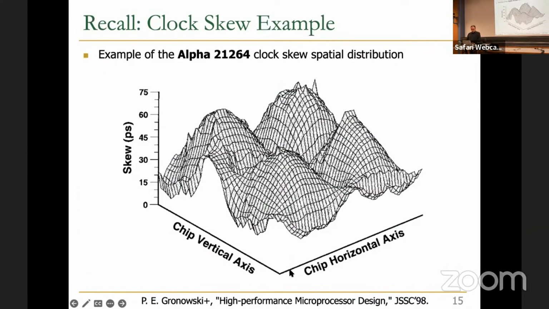And this is also an interesting diagram for this Alpha processor: the clock skew spatial distribution in the chip, with the vertical axis and the horizontal axis. You can see what the skew for the clock is. So even though people put a lot of effort into distribution of the clock, we still have that problem.